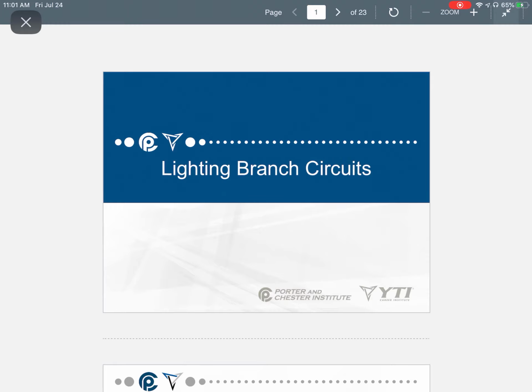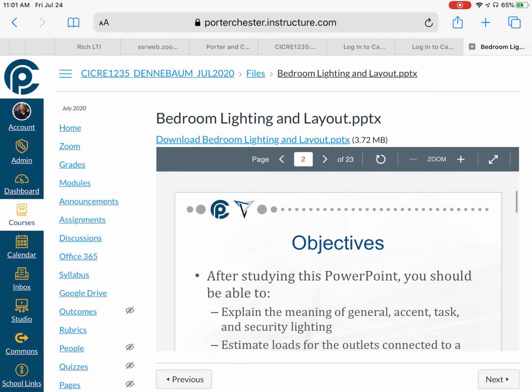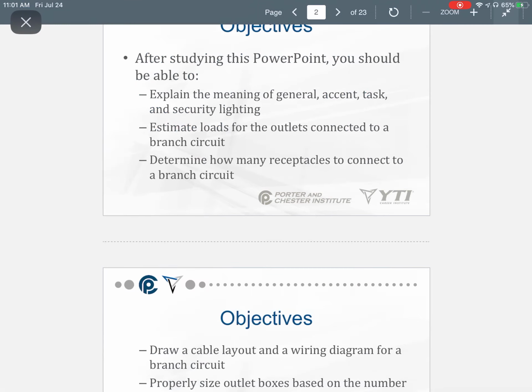All right, today we're going to continue looking at lighting branch circuits. Of course, as always, we start with the objectives. So this is what we want to take away from this. We're going to learn some more terminology today. So hopefully by the end of this PowerPoint, you'll understand what general lighting is, accent lighting, task lighting, and security lighting. So those are the four big categories of lighting.